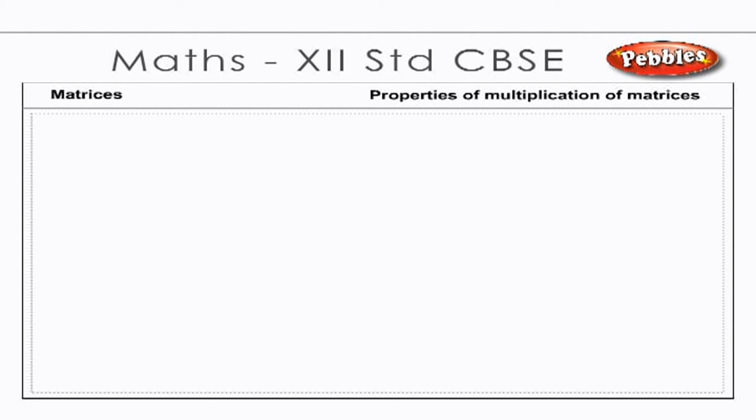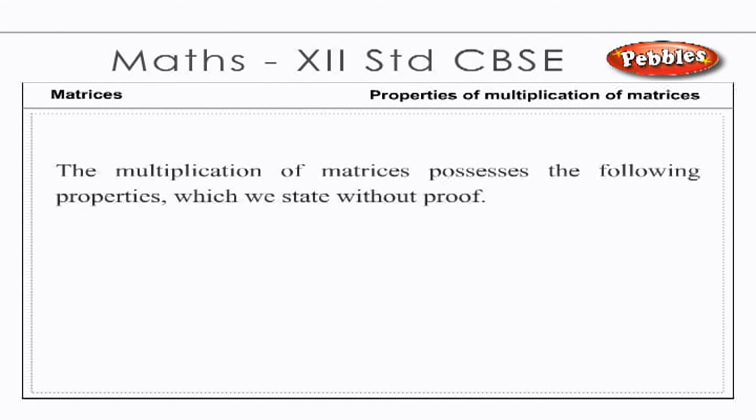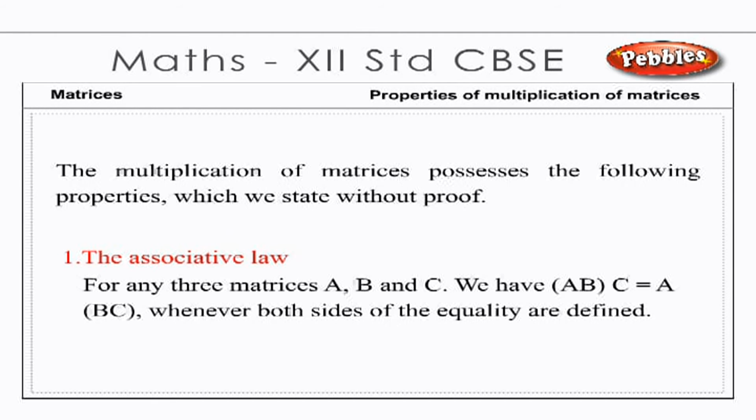Properties of multiplication of matrices. The multiplication of matrices possesses the following properties, which we state without proof. 1. The associative law. For any three matrices A, B, and C, we have (AB)C is equal to A(BC), whenever both sides of the equality are defined.